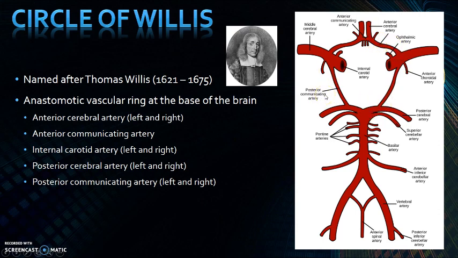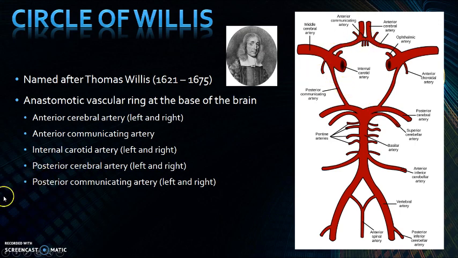The circle of Willis is only the anterior cerebral arteries, the anterior communicating artery, the posterior communicating artery, or the PCOM, and then the posterior cerebral artery. So the middle cerebral artery is not considered part of the ring. I mean, it is continuous with it, but it's not considered part of the ring. And there you have your circle.